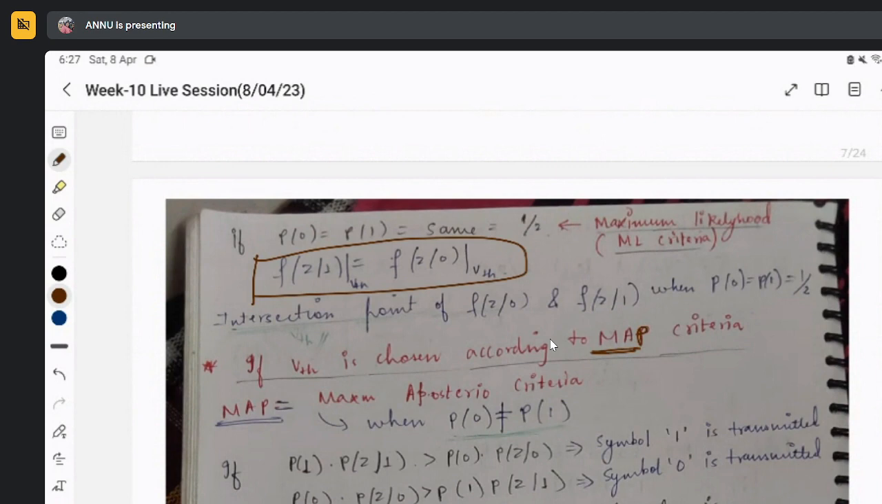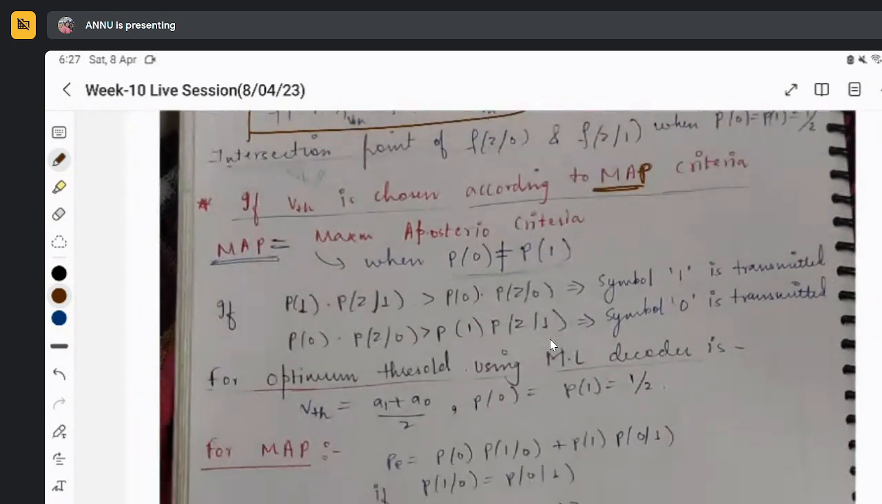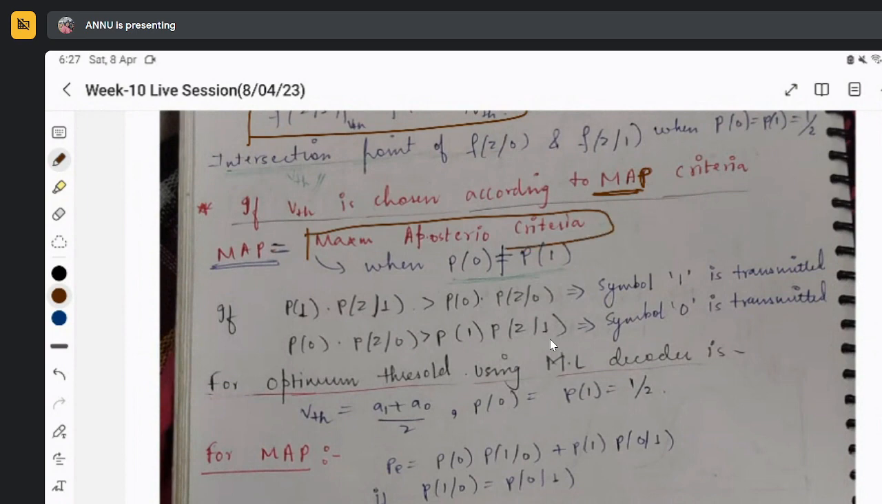I don't know what the full form of this is. MAP full form: maximum a posteriori criteria. And if the probability is the same, then it is called maximum likelihood criteria, ML criteria. Sorry, I have mentioned a posteriori criteria, maximum MAP.